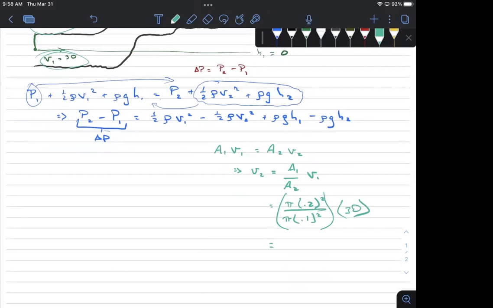So when I do that, I plug everything in, notice the pi's will cancel out. The pi's will always cancel out when you do this calculation, which is nice. But if you don't cancel them out, when you plug everything in, it all works out. I get the new velocity is 120 meters per second.